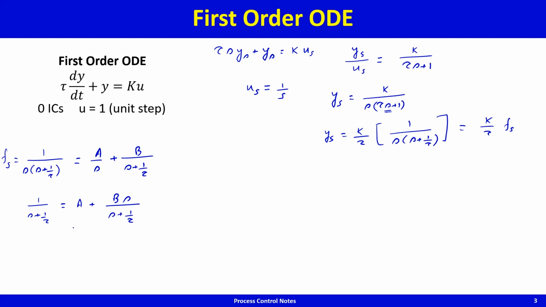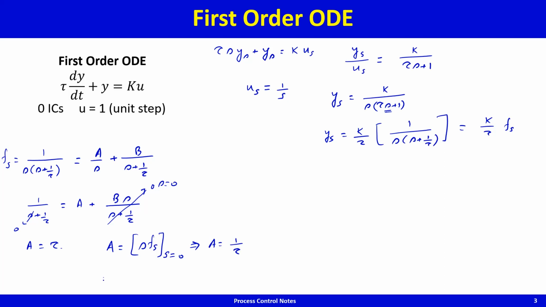And now if you substitute s equal to 0, then you will see that this goes to 0 for s equal to 0, and then you get a is equal to 1 over 1 by tau, which is tau. Yeah, so basically how did we get a? We got a by saying that a is equal to s times f of s calculated at s equal to 0, and this gives us a is equal to 1 by tau.